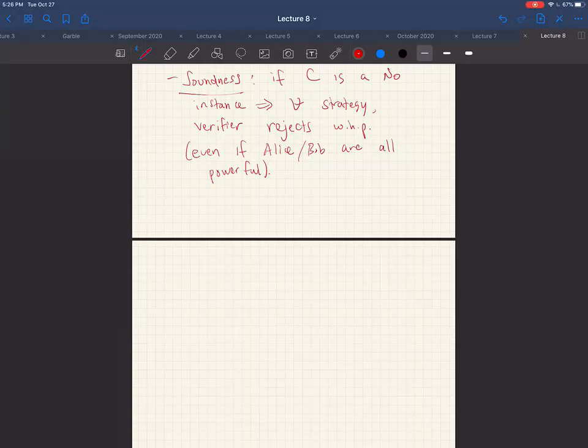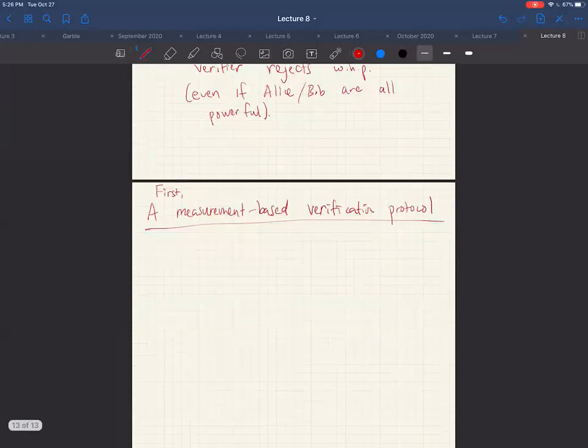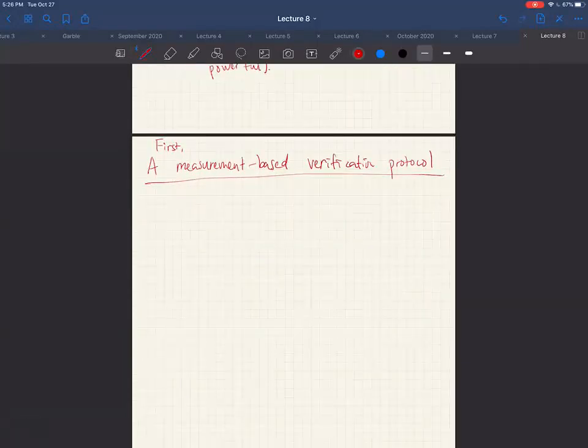In order to describe this protocol, I'm going to break this up into different steps. So first, I'm not going to describe the full protocol, but a simplified setting. I'm going to describe what's called a measurement-based verification protocol. So here, the setup is as follows. The classical verifier has access to a special quantum device. It's called a measurement device.